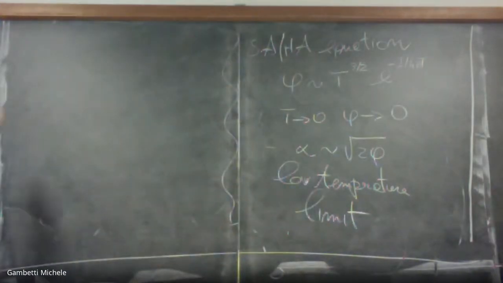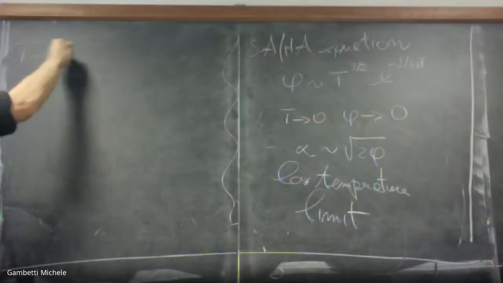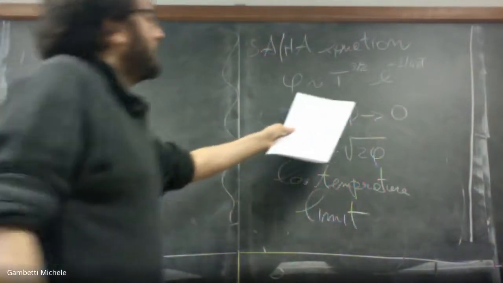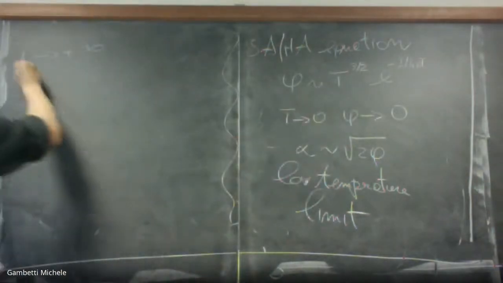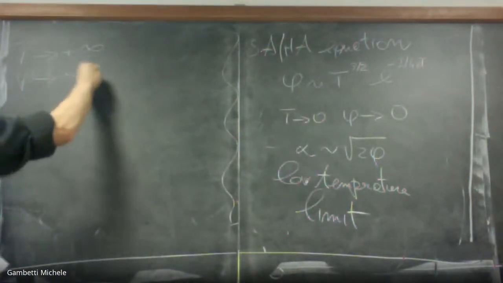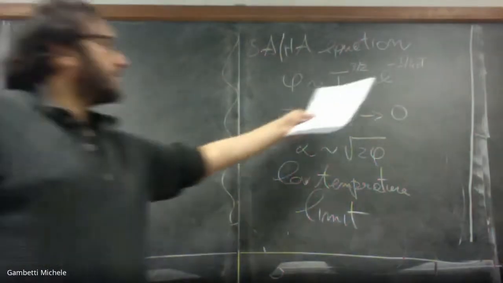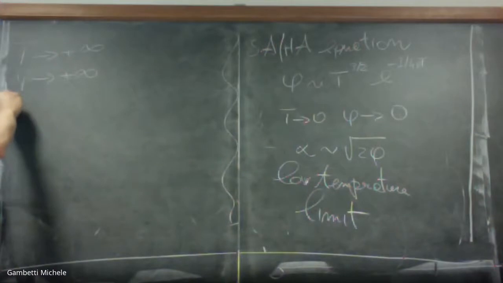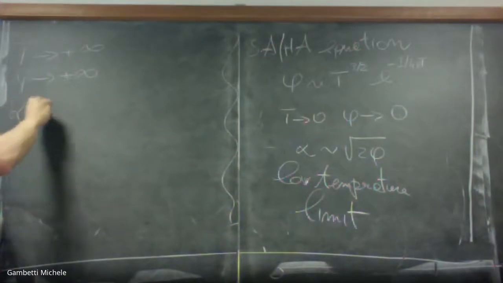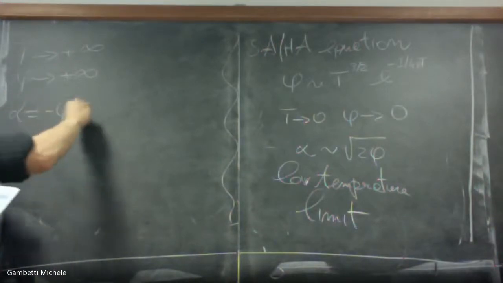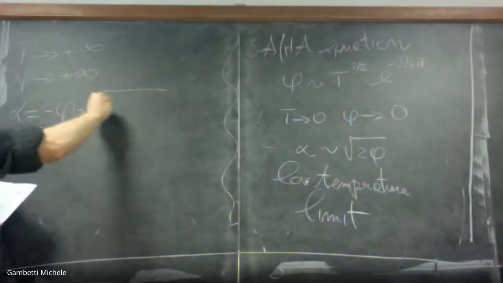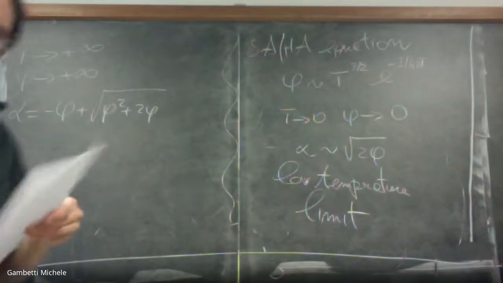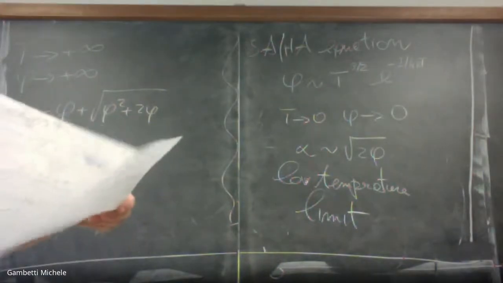Let's see what happens when I have the high temperature limit. In the high temperature limit, of course, this function phi diverges as T to the power of 3/2. And let's see what the degree of ionization does. This was minus phi plus the square root of phi squared plus 2 phi.